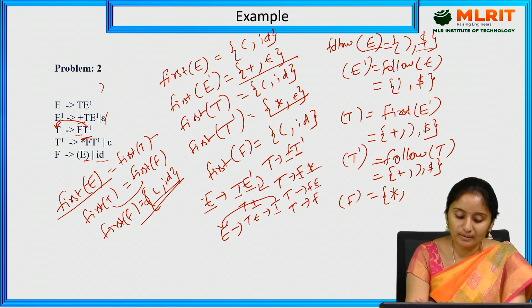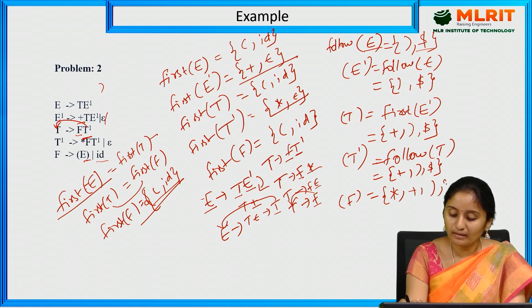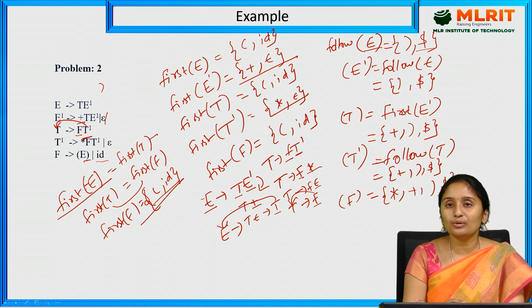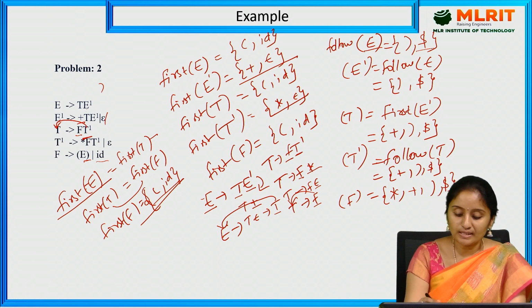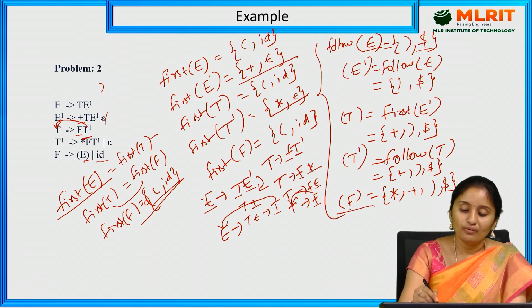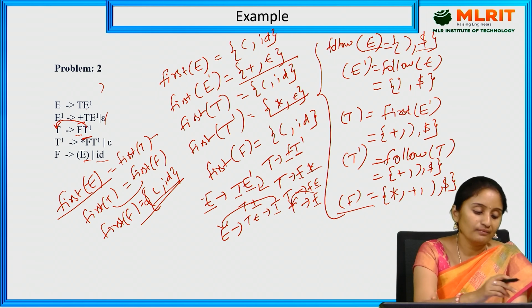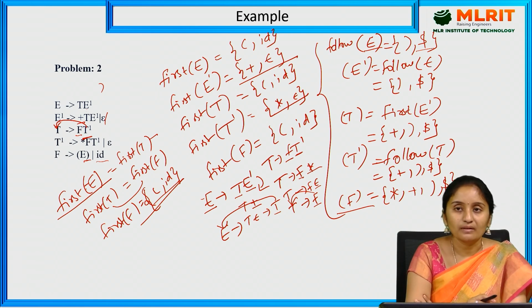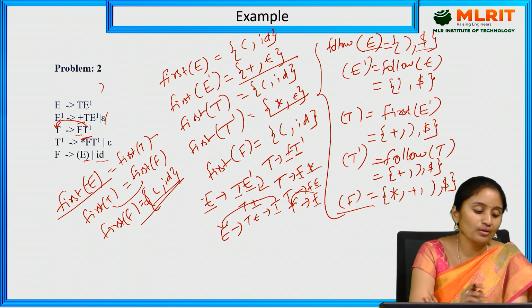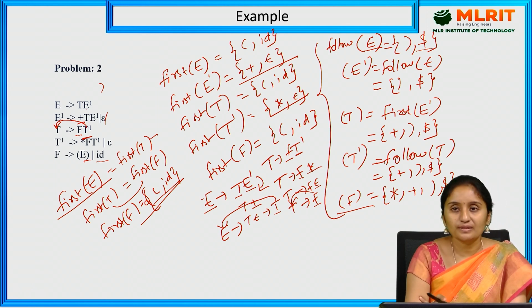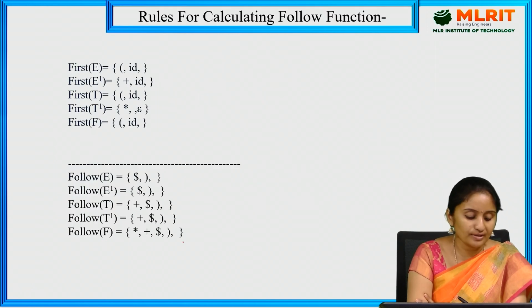Epsilon is nothing but empty. Here I have F, so follow of F is nothing but follow of T. What is follow of T? Plus, close bracket, dollar. So this is nothing but the follow function. So we are going to concentrate follow function on the RHS part and first function on the LHS part. We are going to calculate this first and follow for all the non-terminals present here. So same thing I have written over here. Thank you.